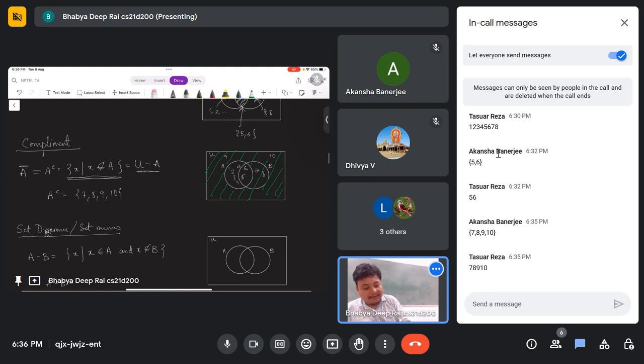This is how you could visualize it using the Venn diagram way, or simply you can remove all the elements which are in A from U. Okay, I didn't do it that way because I have not explained set difference to you yet, which is the next point of the topic.